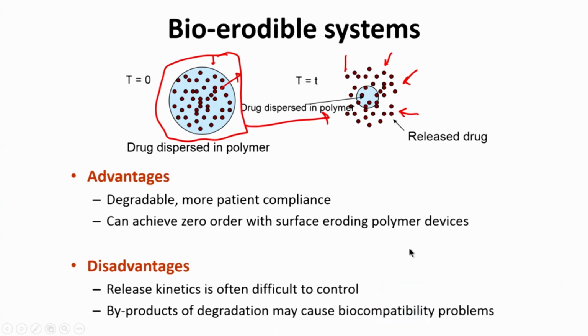Some of the disadvantages are that, apart from the surface eroding polymer, the release kinetics can be very difficult to control. Not only that, you have to worry about what happens when this polymer degrades, whether the components it is degrading into are toxic or not, whether they are causing any adverse effect or whether they are interfering with the drug. So, all of these biocompatibility problems start to chip in.